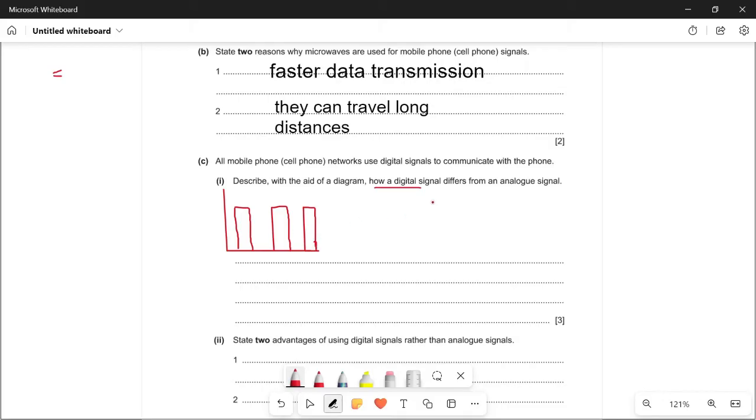But for an analog signal, it differs. It has different intermediate values. So it has different variable values. So it could be something like this.